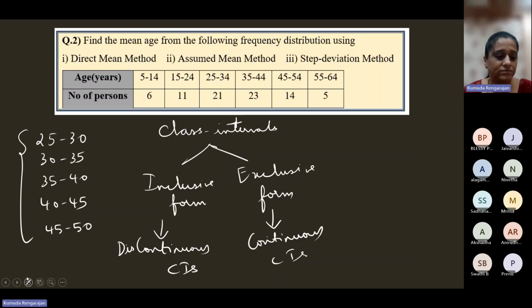Now look at these class intervals. When you take 5 and 14, the upper limit 14 belongs to the same class interval. When you put tally marks, where will you put the tally mark for 14? In 5 to 14.